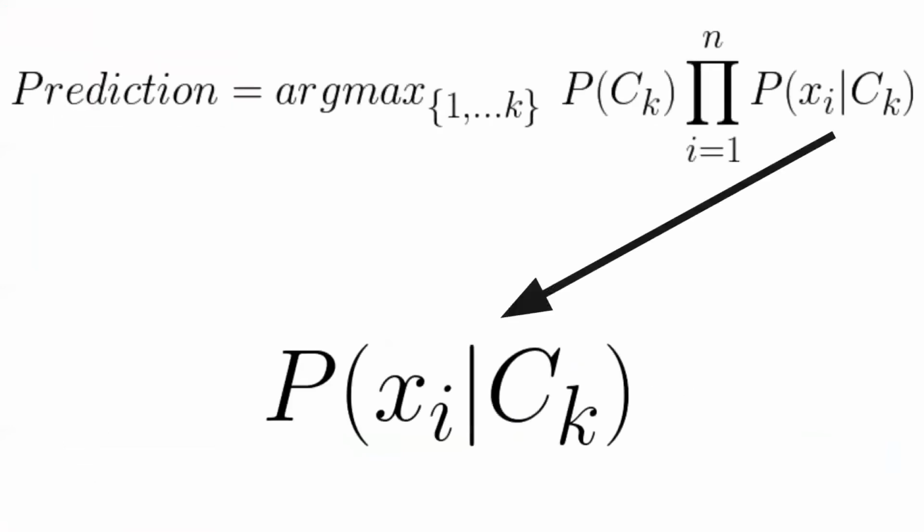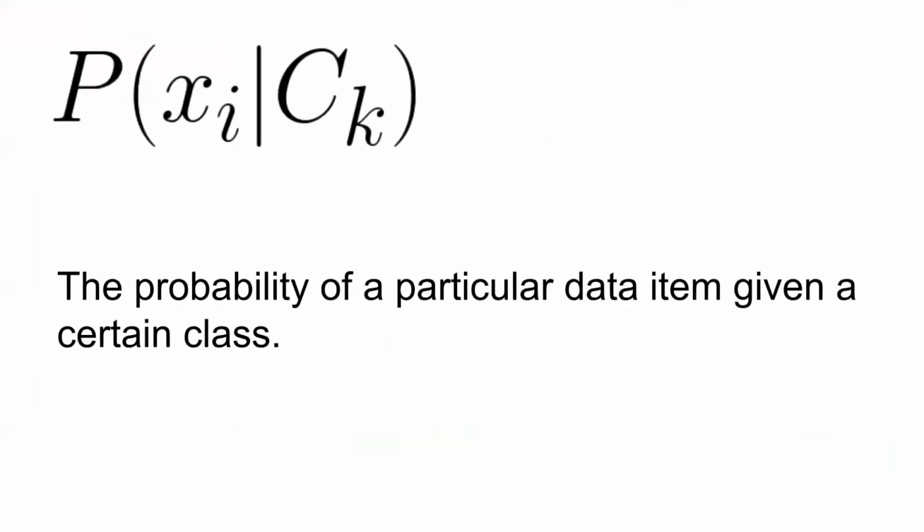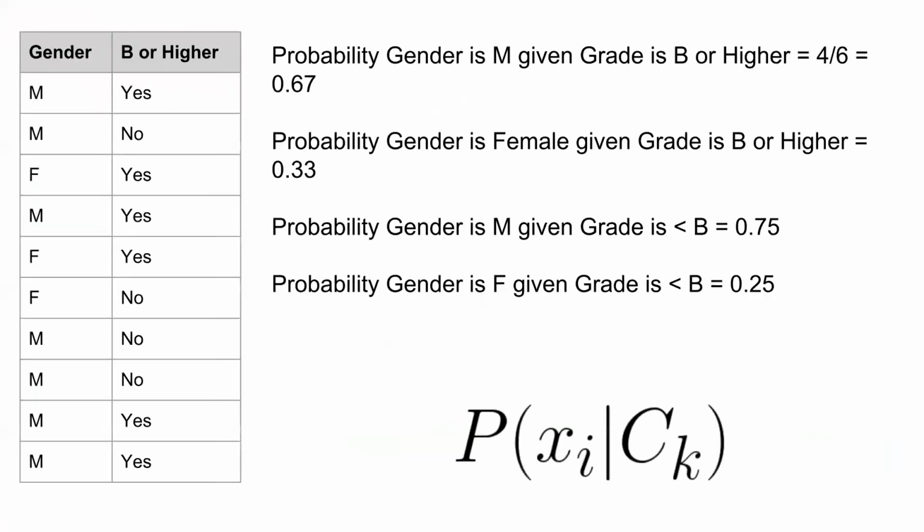Okay, next step, we have the probability of C of K given X of I. What does that mean? The probability of a particular data item given a certain class. So in this case, we have the probability that the gender is male given the grade is B or higher.